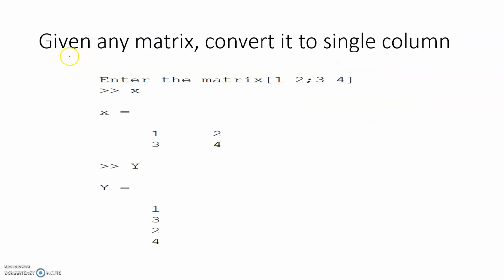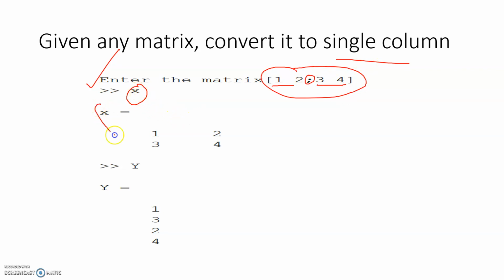So see how the code has to show the output. Given any matrix, convert it to a single column. Like here, suppose the user gives this input: enter the matrix, 1 2 in the first row, then a semicolon, which means it will go to the next row, then 3 4. Suppose this input matrix is stored in variable x, so the x matrix will look like this: in the first row 1 2, in the second row 3 4. Or you can say in the first column 1 3, in the second column 2 4.